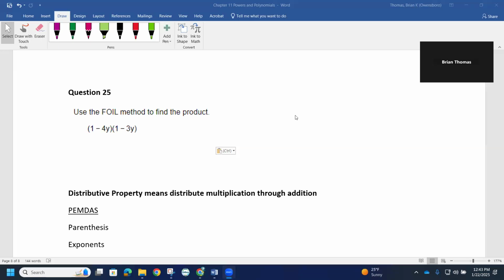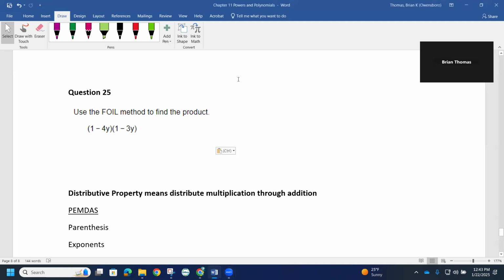So question 25 says, use the full method to find the product. So the full method just is an acronym for using the distributive property to multiply through addition. So essentially what we're doing is we're multiplying a binomial times a binomial. So we're using the distributive property twice.